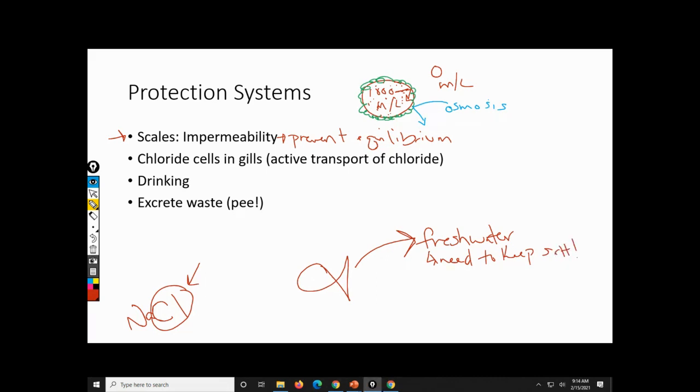So we're talking about actively pumping. As I am breathing in water and pushing that water over my gills, that's how we breathe. This fish is going to be actively pumping chloride in. I want to make sure that I'm not losing salt through that process. I need to keep salt in my body. I don't want that to be going out, where normally, via the laws of diffusion and equilibrium, it would want to go.